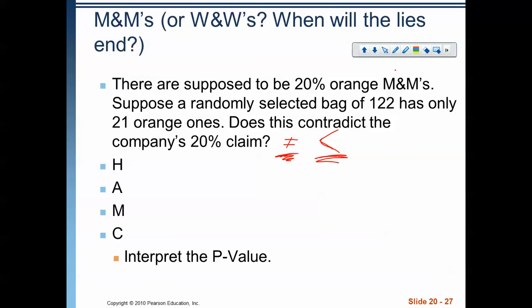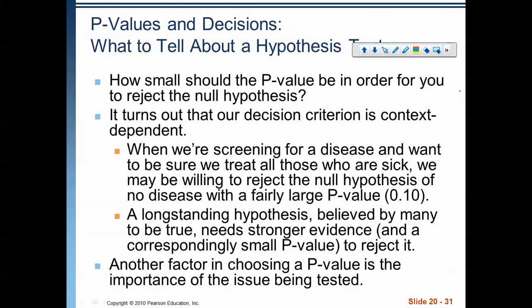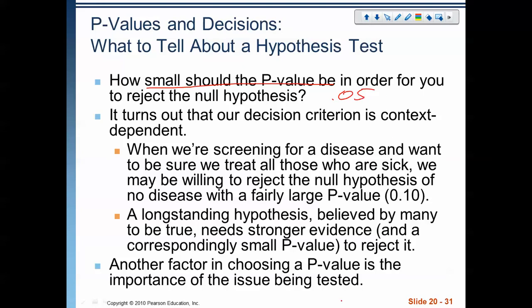Okay. So I'm going to skip through a couple of problems here, and then we'll look at this last thing about p-values. And so we're going to talk more about this in chapter 21, but the question becomes, how small should a p-value be in order for you to reject the null hypothesis? Well, we did say in general, 0.05 is a safe time to reject the null hypothesis.